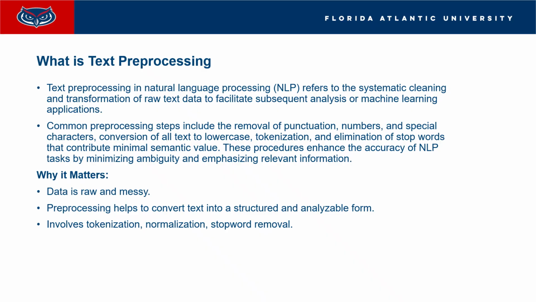Pre-processing typically includes lowercasing all text for consistency, tokenization, which splits text into words or phrases, stop word removal, where we remove common words like the, is, or, and sometimes stemming or lemmatization, which reduce words to their base forms. This process is crucial because clean text leads to more accurate NLP models.